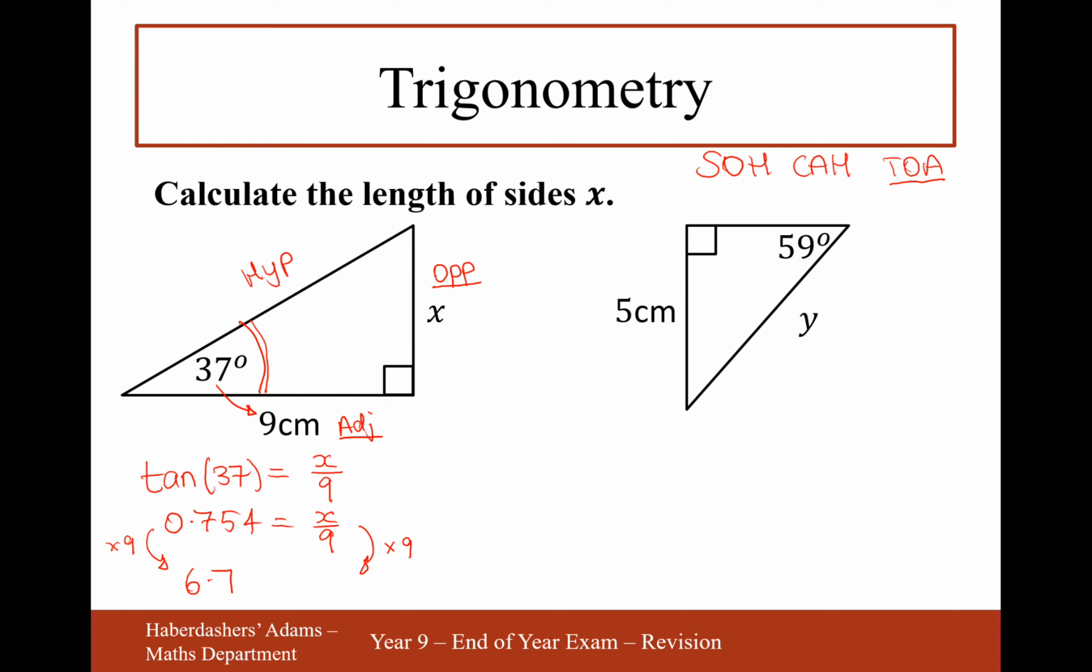So 6.78 centimetres is equal to x. And there we are, that's the answer for the first question. And let's move on to the next one. So in this question, this is our angle, 59 degrees.